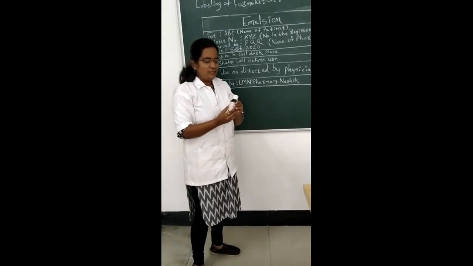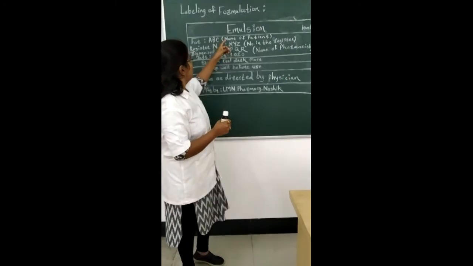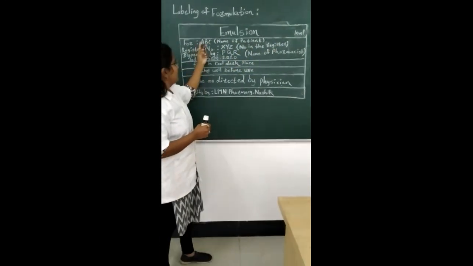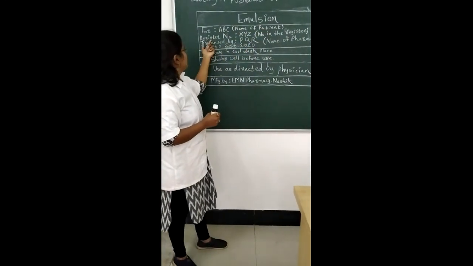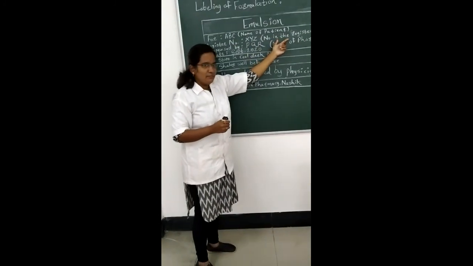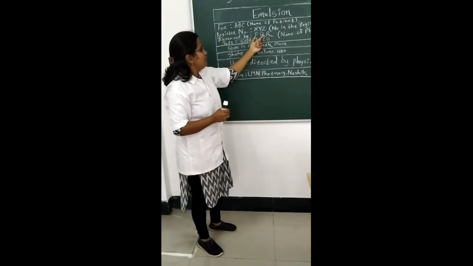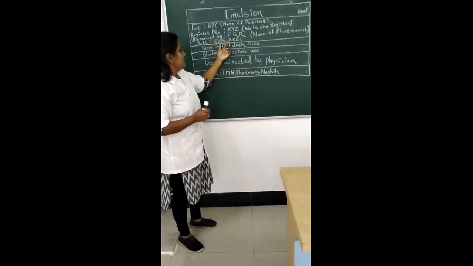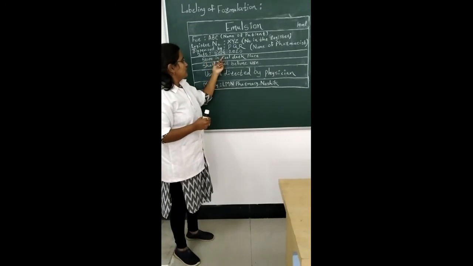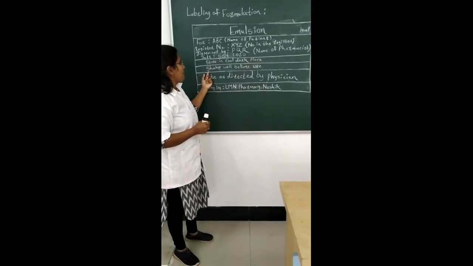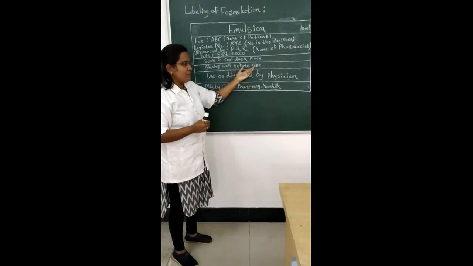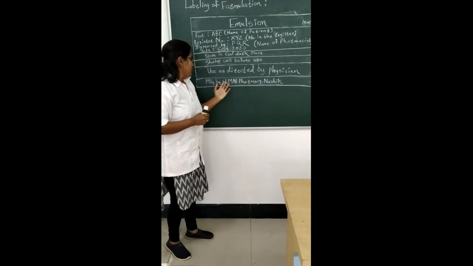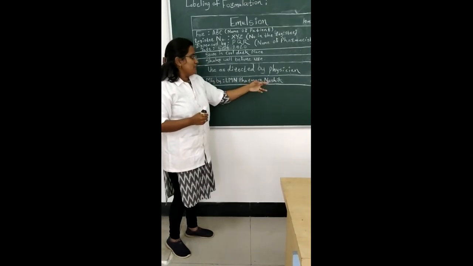So now we move towards the labeling part. The labeling of the formulation: emulsion 10 ml for ABC, that is the name of the patient, register number XYZ, that is the number given in the register, dispensed by PQR, meaning the name of the pharmacist, manufacturing date September 2020, storage condition: store in a cool and dark place. One more direction: shake well before use, and use as directed by physician. Manufactured by Element Pharmacy, Nasik.